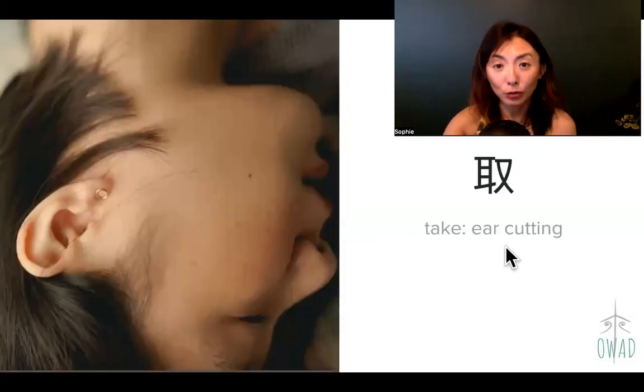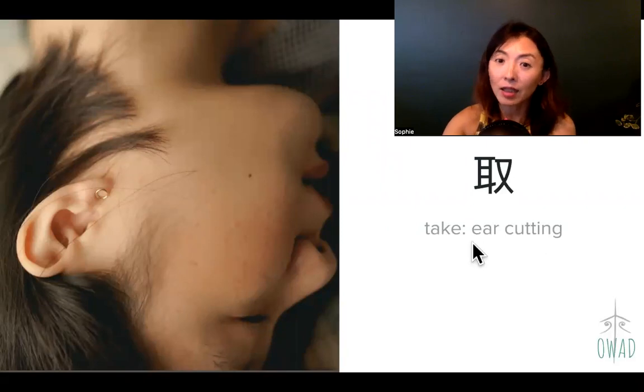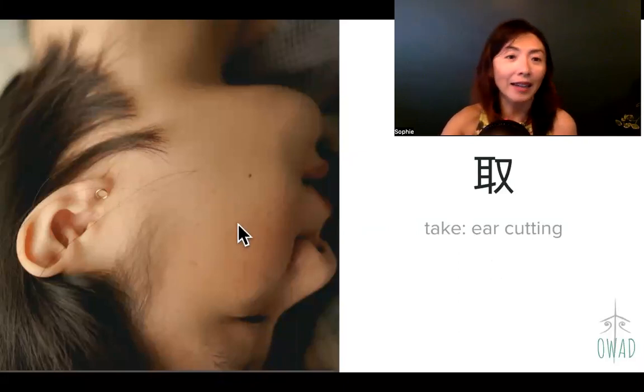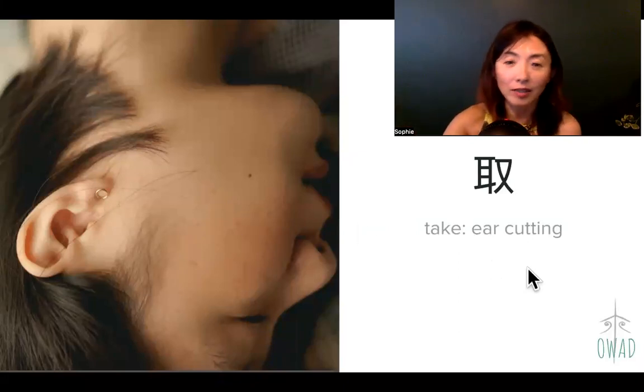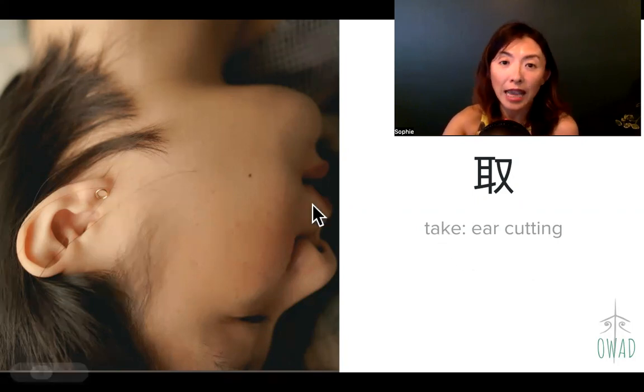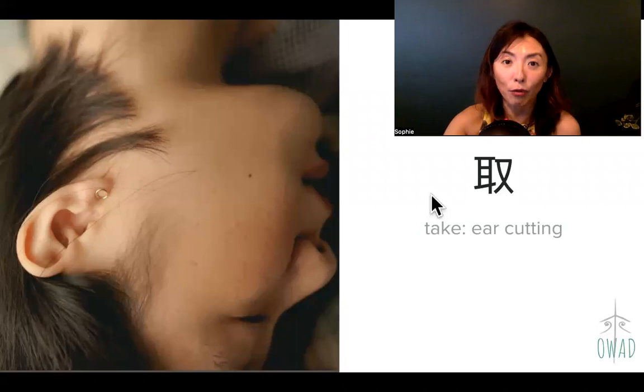So 取, take, originally means ear cutting. Here I'm just showing an ear piercing. Piercing is much, much more peaceful. And it's a girl, and nobody wants to cut her delicate ear off. But that just gives you a visual sense of what 取 was originally about.